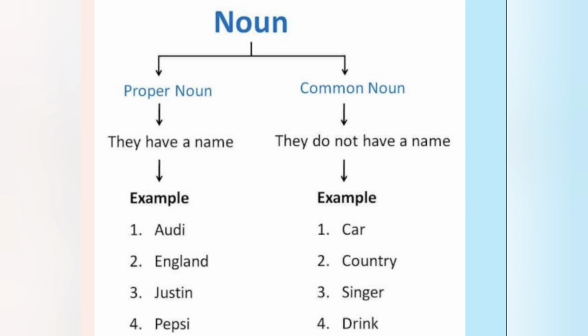So the name of a noun is called a proper noun. And the fourth one is Pepsi. And what is Pepsi? Pepsi is a drink. Pepsi is the name of a drink.